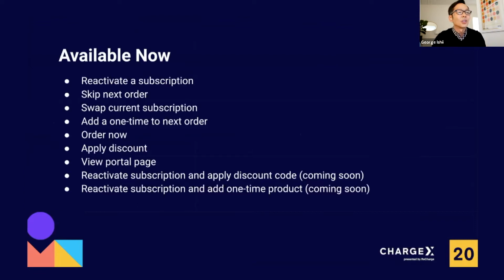Skip next order, swap current subscription, add a one-time product to the next order, order now, apply discount, view any portal page, and soon we'll have the ability to stack actions like reactivate plus apply a discount code, reactivate plus add a one-time product. And as you could see, we've architected this in a way where we could very quickly add new things to this.